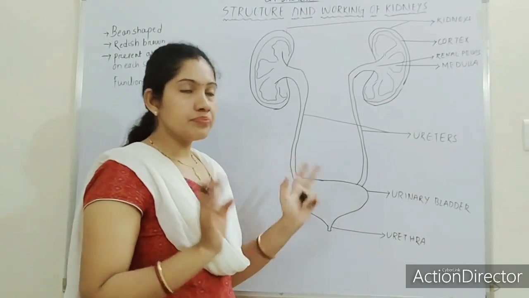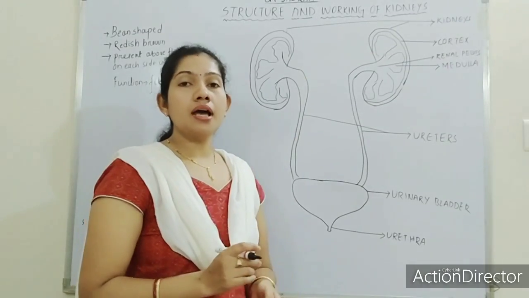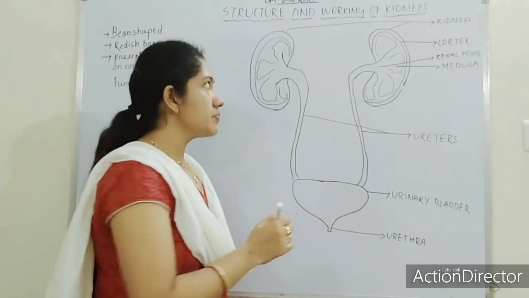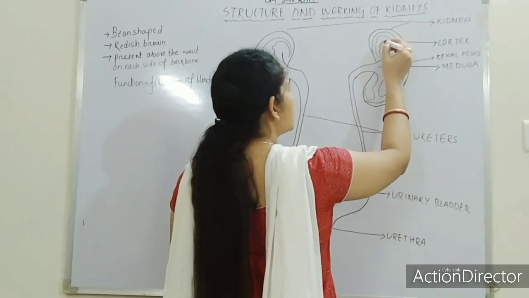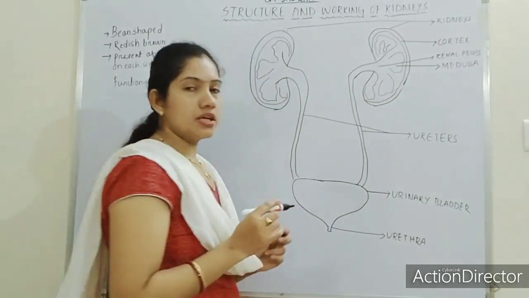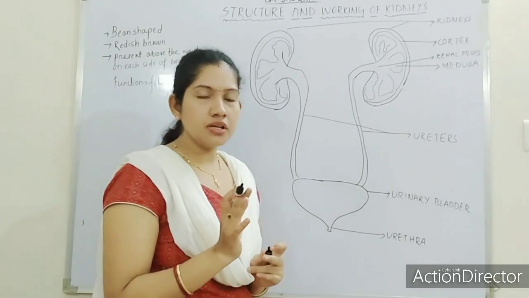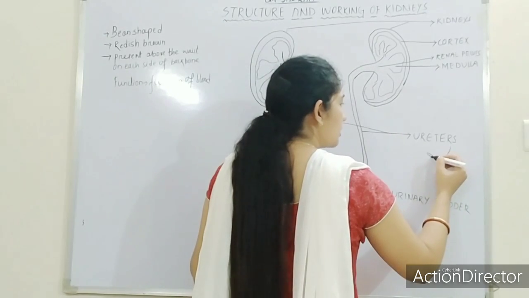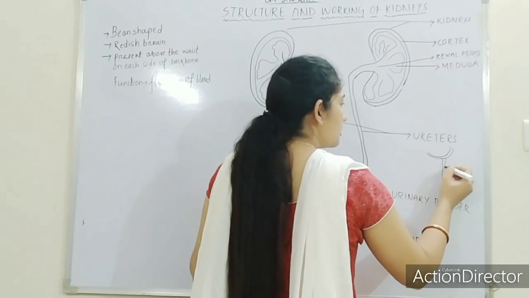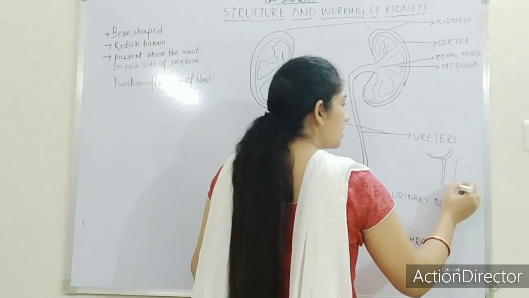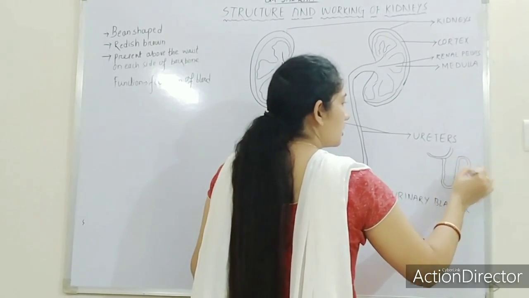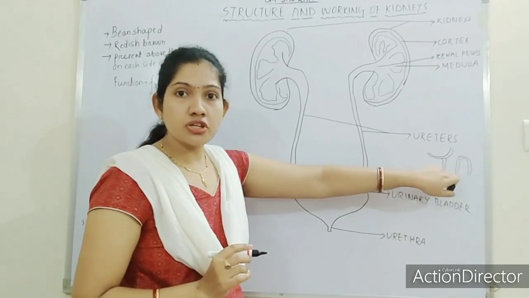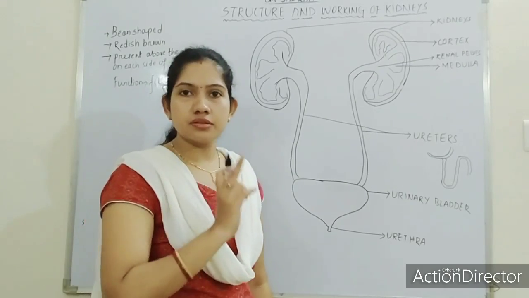Okay, is that simple? Now, inside the medulla, there is the main filtration unit which will filter the blood. Actually, in your higher class, you will read details about the filtration unit. We call it the nephron. It has a structure like this, with the Bowman's capsule and so on. You will read details about the nephron in, I think, class 10th.